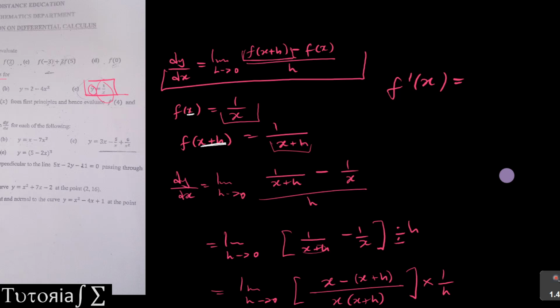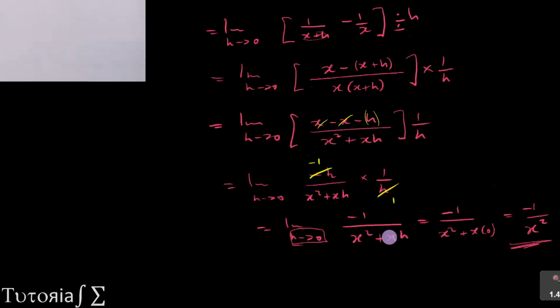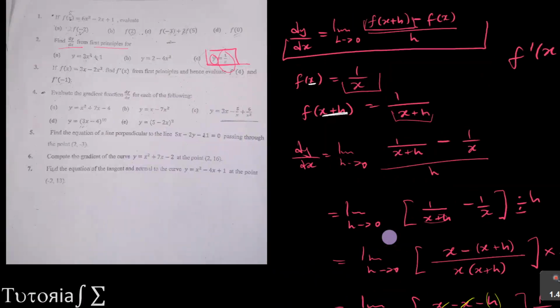Then from here we started simplifying. We said this is the same thing as division by h. Then we started looking for the common denominator and simplified everything. Okay, so that is how you were supposed to work out this problem.